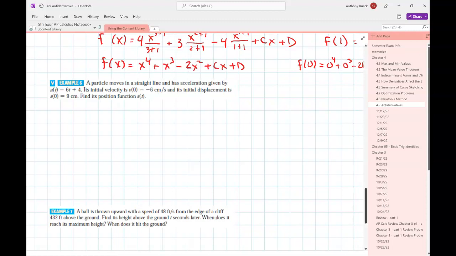All right. Here it says that a particle moves in a straight line and has acceleration given by a of t equals 6t plus 4. Its initial velocity is v of 0 equals negative 6, and its initial displacement is s of 0 equals 9. Find its position function s of t.